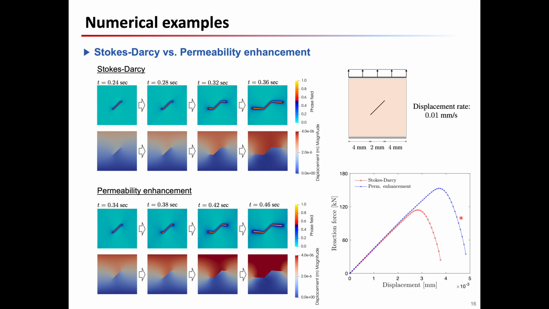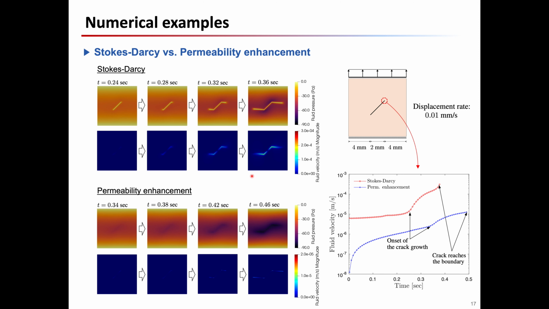We compared the difference between two models by solving the boundary value problem that looks like this. We applied tensile loading on the top of the square domain that has an initial notch at the middle. By using the same material parameters, two models yield the same fracture patterns, but our model had lower peak stress compared to the permeability enhancement approach.